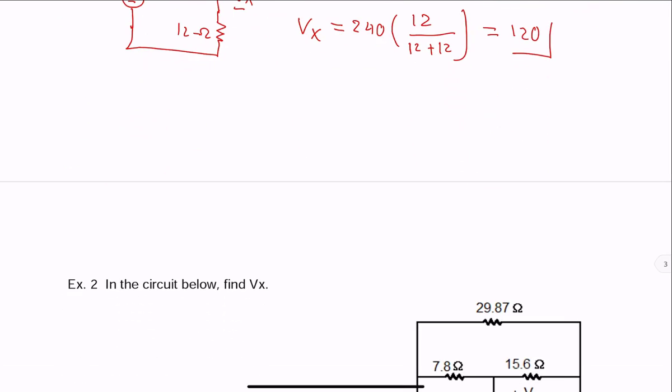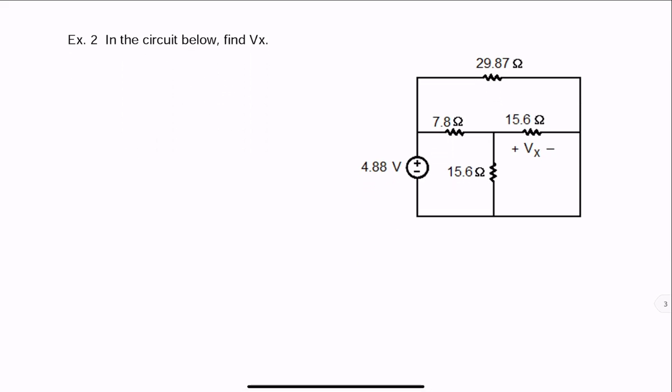Let's look at another example. Here again, we have three meshes. Before rushing, let's simplify the circuit. We're looking at a source, 4.88 volts. Positive of that is connected to a 7.8 ohm resistor.